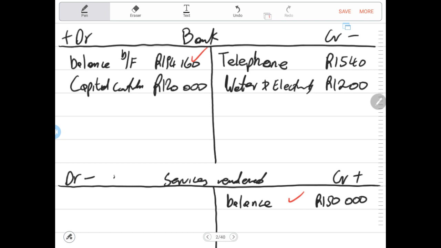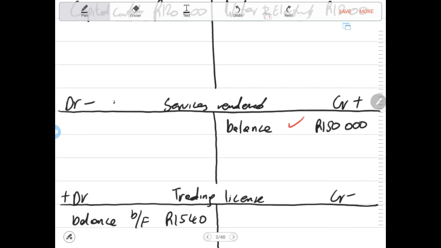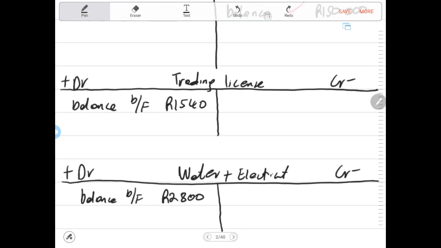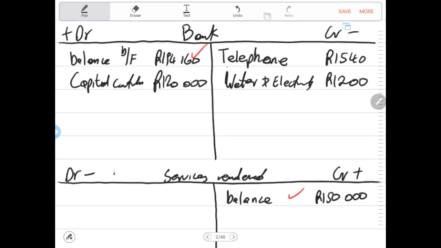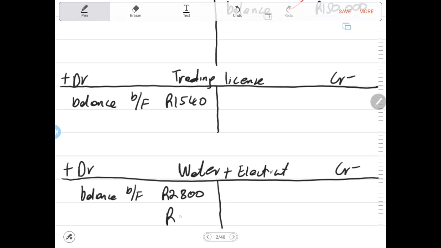Water and electricity. Now, we need to record under the water and electricity ledger account. Do we have a ledger account called water and electricity? Yes, we do have it. As I mentioned, that when it comes to expenses, you will always be recording on the debit side. That is 1,200. Our water and electricity are increasing on the debit side. Why? Because we paid for them.